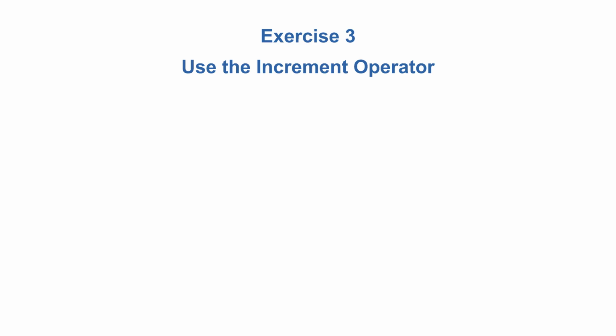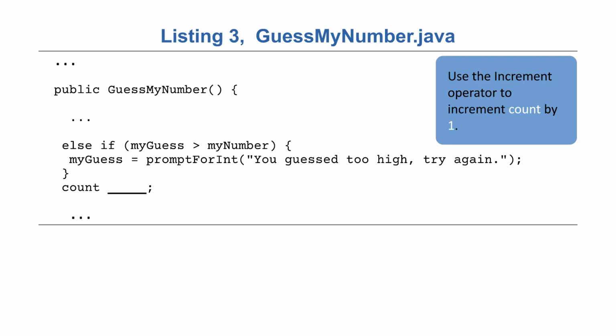Exercise 3. Use the increment operator. Use the increment operator to increment count by 1. Run it. What happened? It should run exactly the same as it did before, correctly printing the number of guesses you tried.